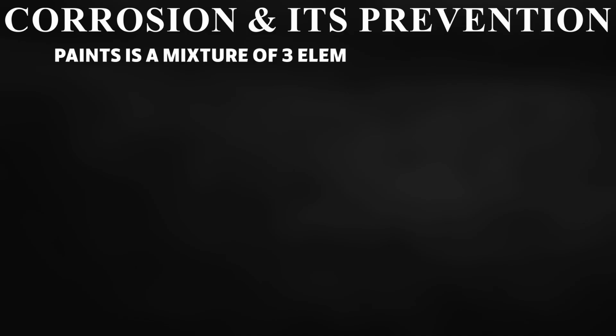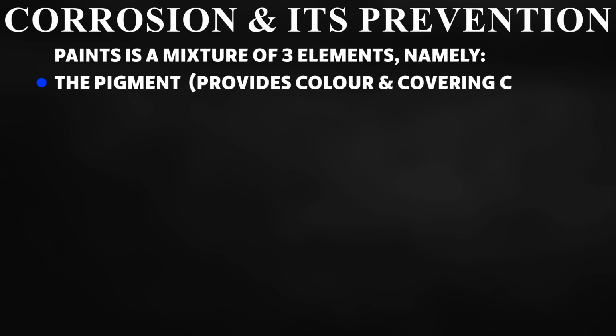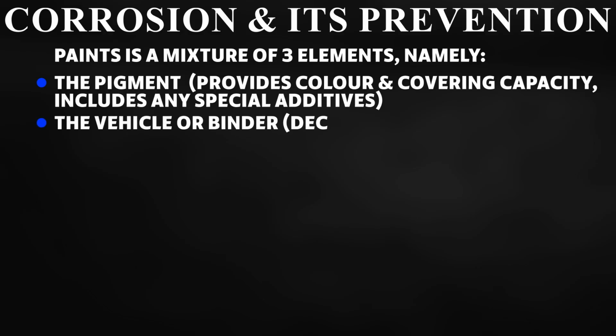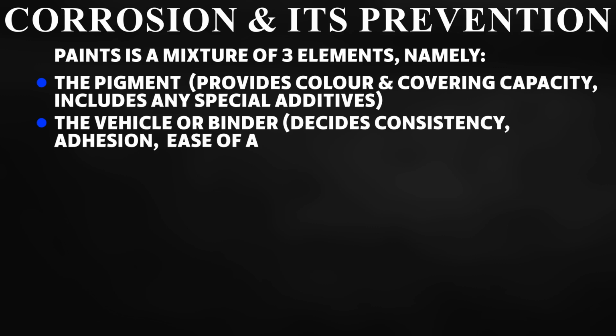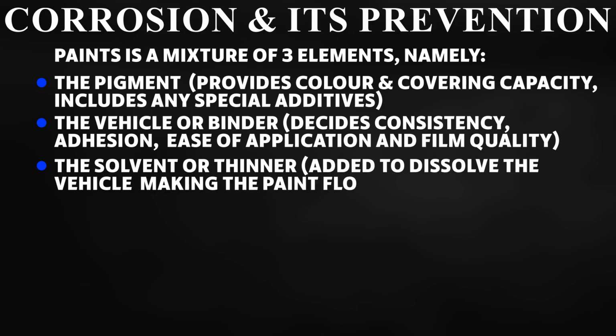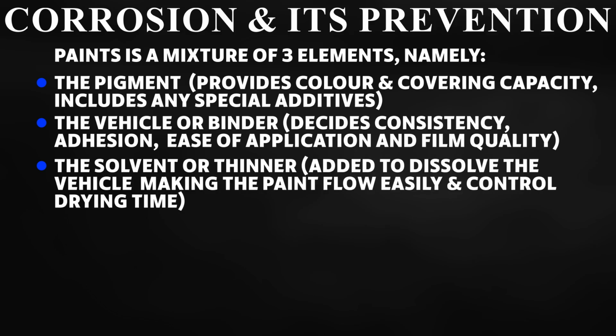Paint is a mixture of three elements. The pigment provides color and covering capacity, and includes any special additives. The vehicle or binder decides consistency, adhesion, ease of application, and film quality. The solvent or thinner is added to dissolve the vehicle, making the paint flow easily and controlling drying time.